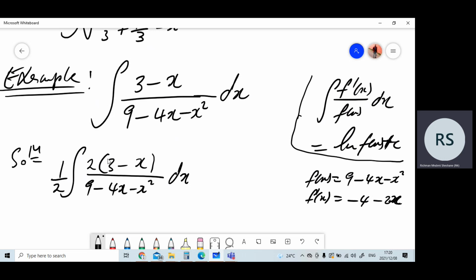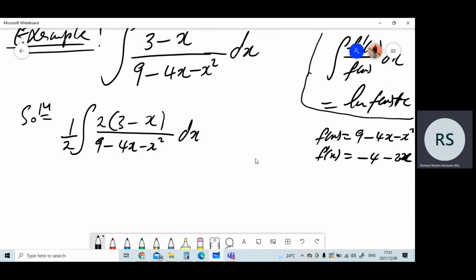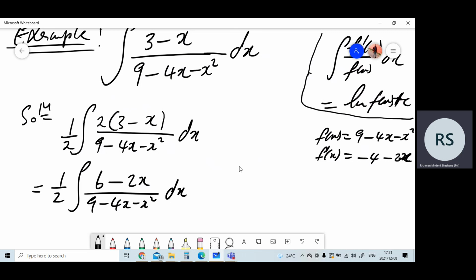It's just that I'm forcing my numerator to have a derivative of the denominator. I started by considering the term which has x. The coefficient of x is minus 2. To have minus 2, I need to multiply by 2. That's why I introduced 2 here. So now this will be 1 over 2 integral. If I multiply this out, it's 6 minus 2x over 9 minus 4x minus x squared dx. You see, we have one term of a derivative.